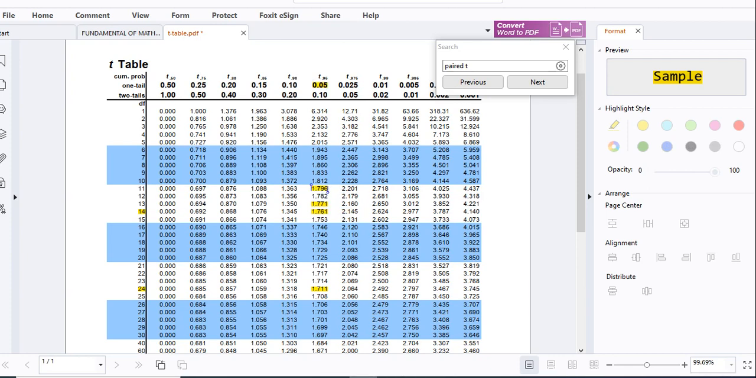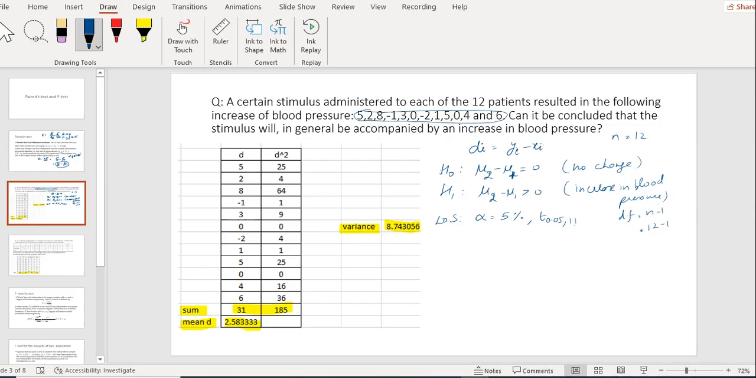So its value is 1.796. Now the next step is we need to calculate the test statistic. So the test statistic is t is equal to d̄ upon s upon square root of n minus 1. Okay, so we are given this particular data.